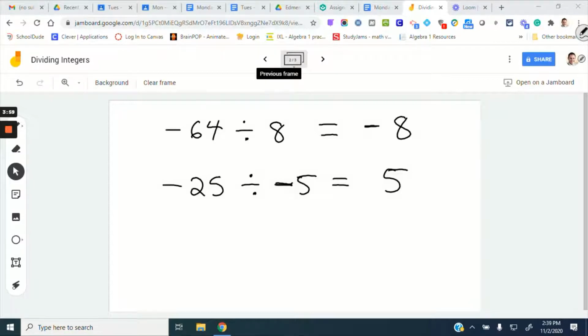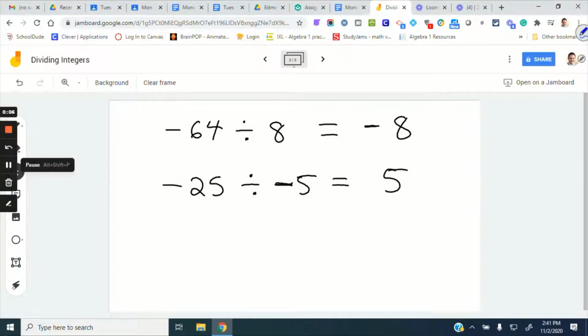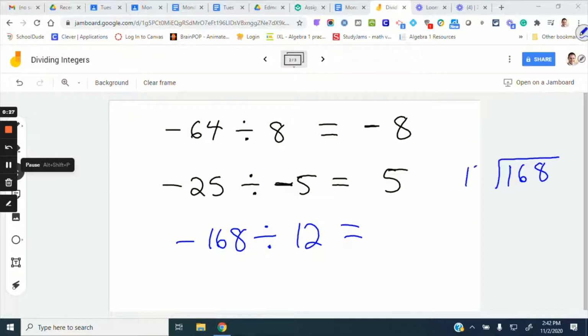Now, sometimes you might have to write it out depending upon the problem. Don't be afraid to write it out if you need to. So what I mean by that is, let's say we have negative 168 divided by 12. Well, you might have to write that out. So we make our division sign and put our dividend underneath it. Our divisor goes on the outside. I won't worry about the sign. The divisor is our second number.